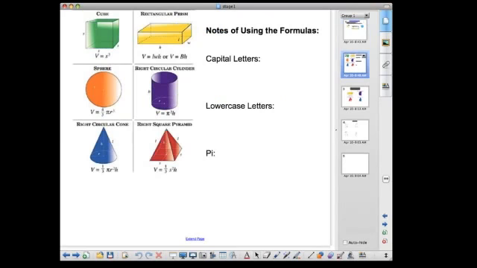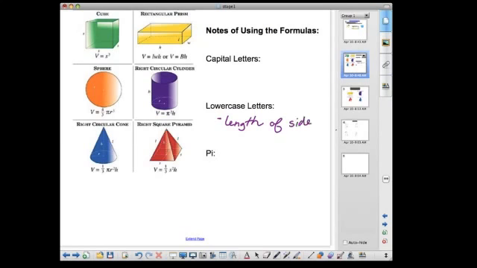So what we've got here are a couple of volume formulas. And what you need to know is how to read these formulas. So for a cube, the volume of a cube is S cubed. That is a side length cubed. S is a lowercase letter. Lowercase letters stand for a length. And that is the length of a side for a polyhedron.